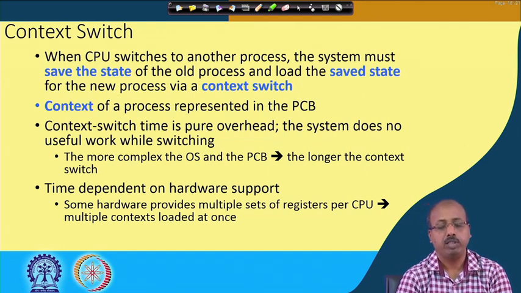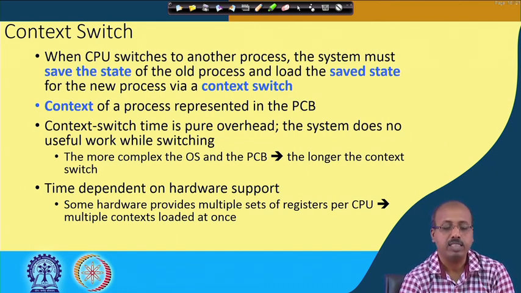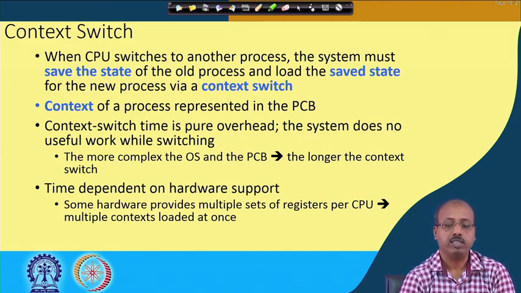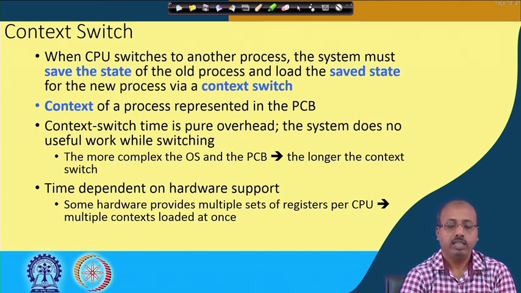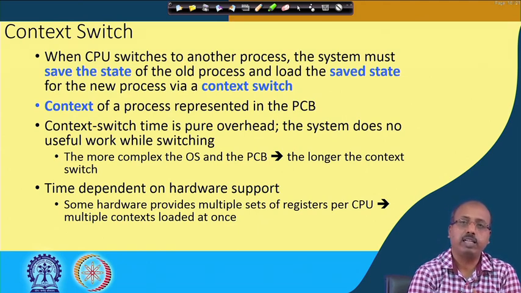So, formally coming to the definition of it, when the CPU switches to another process, the system must save the state of the old process and load the saved state for the new process via a context switch. So, this is the definition of context switch. As I was telling, maybe previously process 1 was running. So, now we want to suspend process 1 and start process 2.